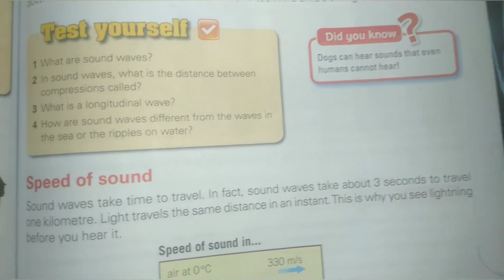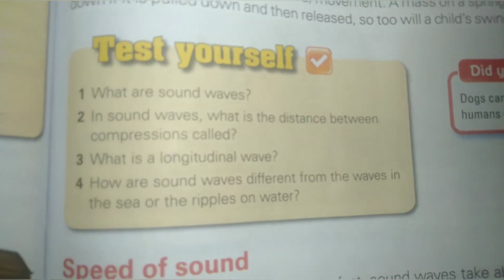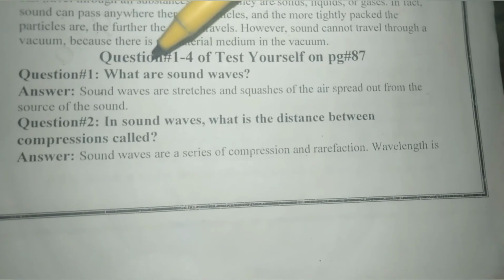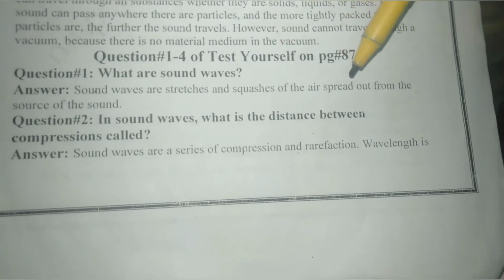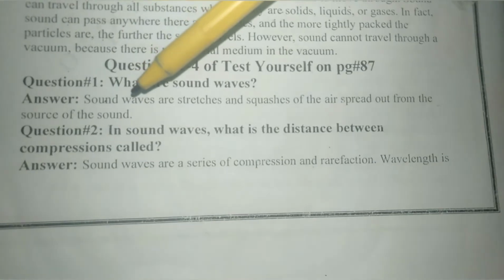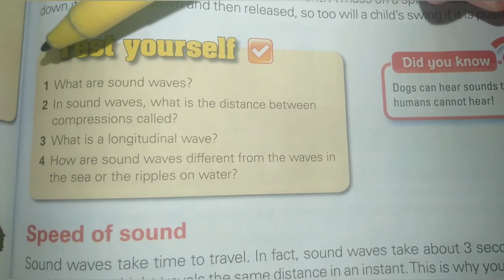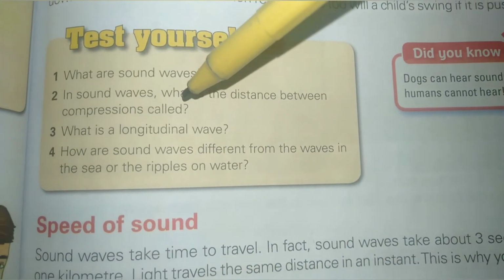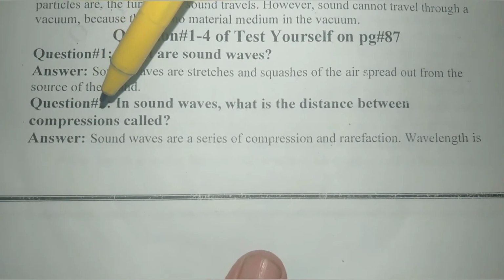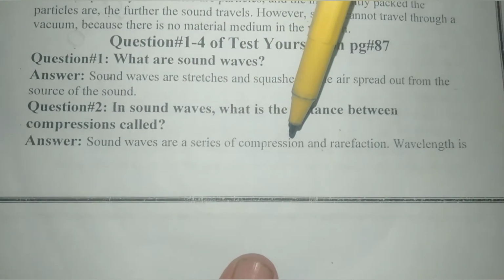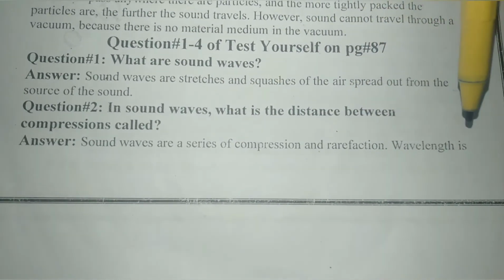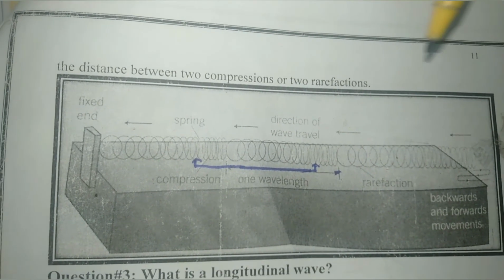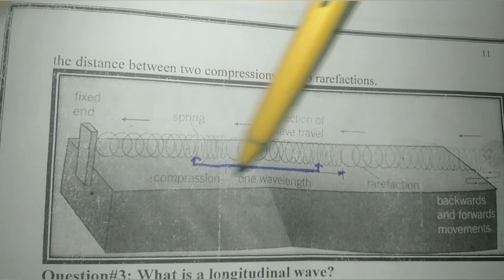Next, we have to do test yourself. Question number 1. What are sound waves? The sound waves are stretches and squashes of the air spread out from the source of sound. Question number 2. In sound waves, what is the distance between compressions called? Sound waves are a series of compressions and rarefactions. Wavelength is the distance between two compressions or rarefactions, as shown in this diagram.